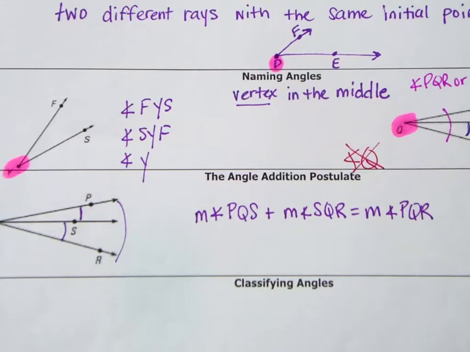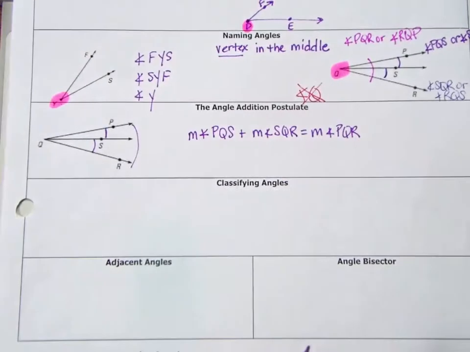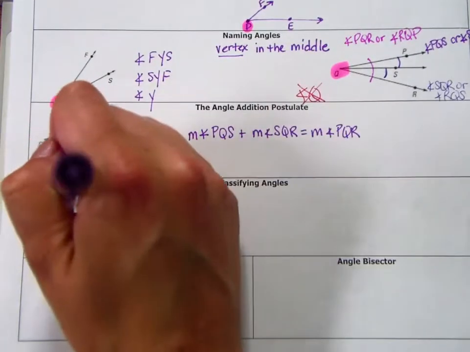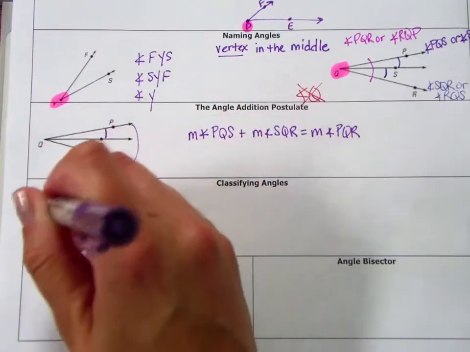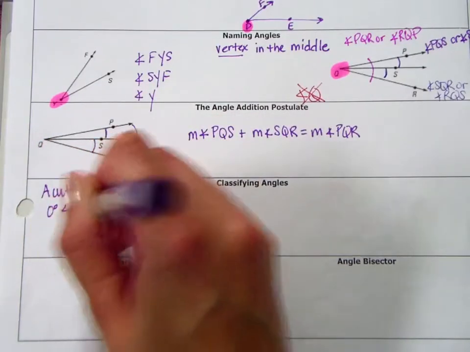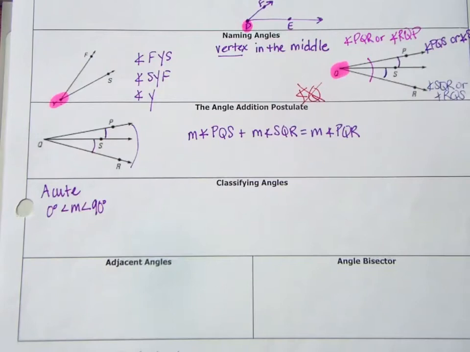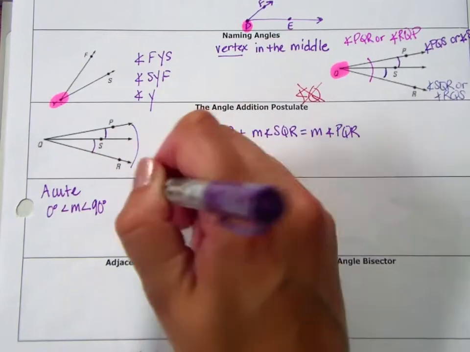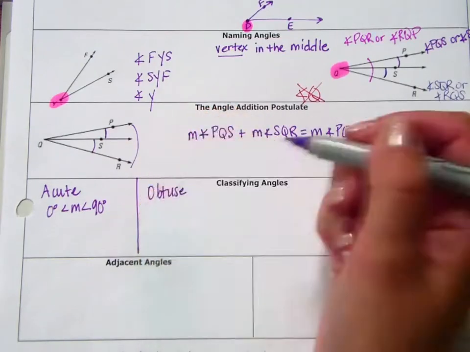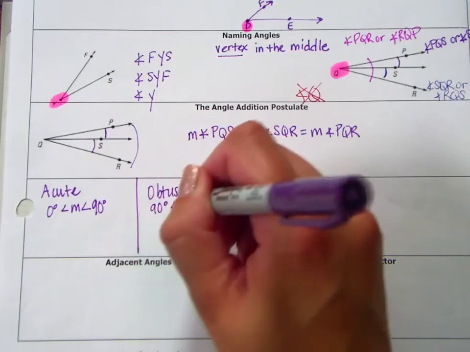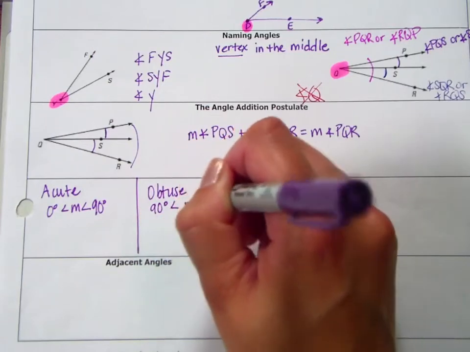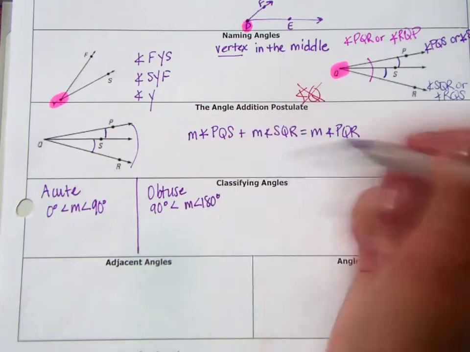All right, let's turn our attention to classifying angles. This is probably going to be familiar to you. It's something that you've done several times in your math career. We do have different types of angles. The first one that we'll talk about is an acute angle. So this is an angle whose measure is between 0 and 90 degrees. We have an obtuse angle. That's an angle whose measure is between 90 and 180 degrees.